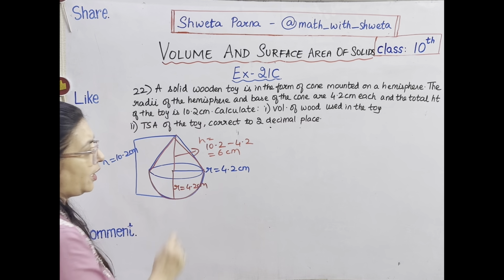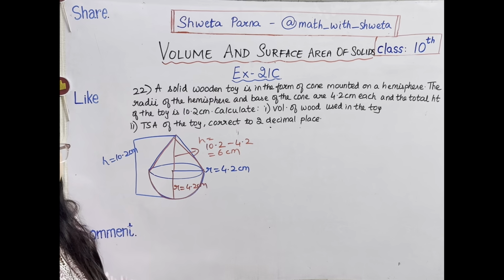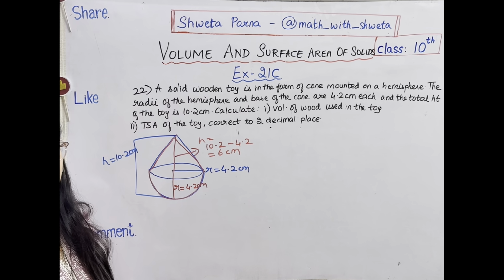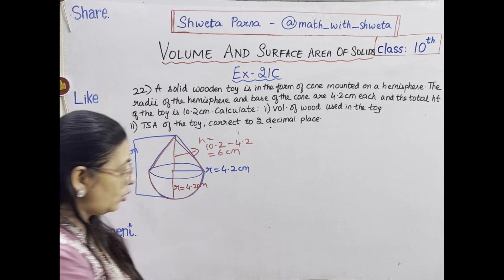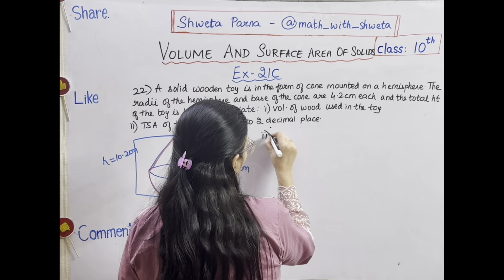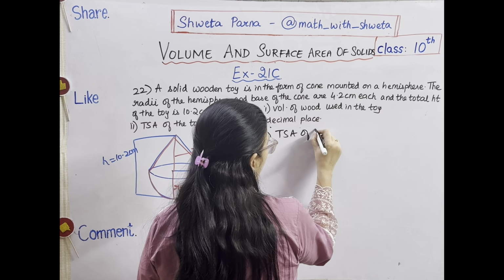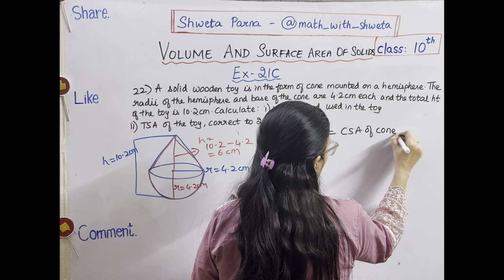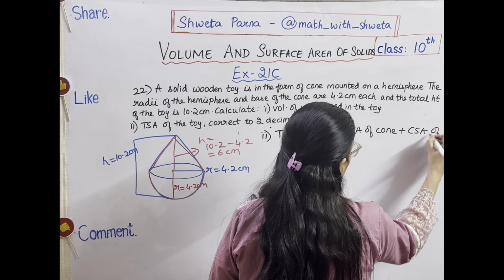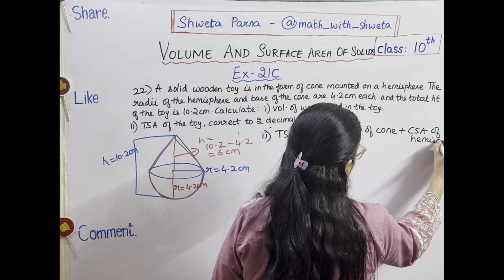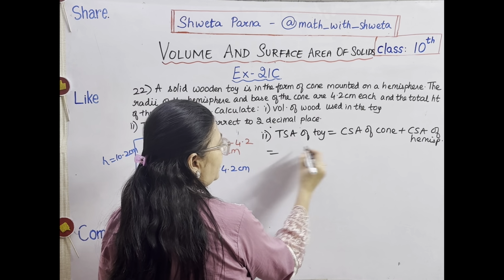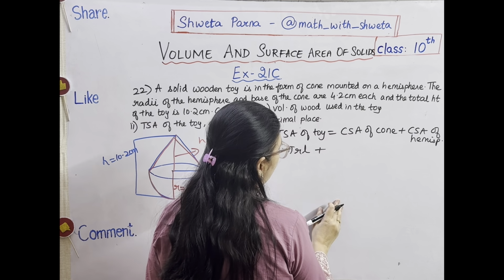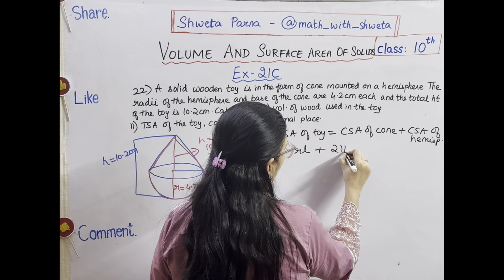Now when you are taking in case of a cone, what are you finding? You are finding the curved surface area. What about in a hemisphere? Again you are finding the curved surface area. So to find the total surface area of the toy, we will find the curved surface area of the cone plus curved surface area of the hemisphere. Okay. What is the formula to find the curved surface area? It is pi r L plus, what is the curved surface area of the hemisphere? 2 pi r square.